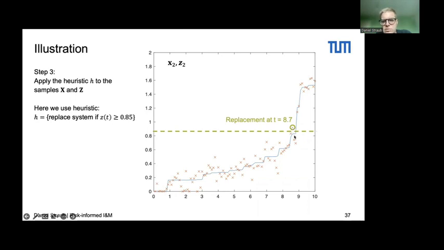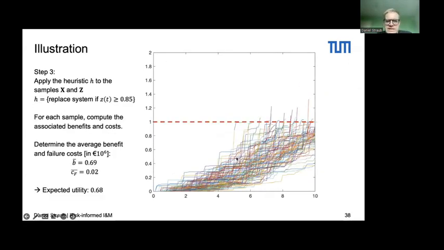Quite close to failure, so pretty good. And so on. We do that for all the trajectories, and we get these trajectories. You see that some of them would not be replaced on time, and they would fail. These are the ones that cross here. So we would have some failures. In this example, we can live with some failures. Of course, ideally, we'd prevent all of them.